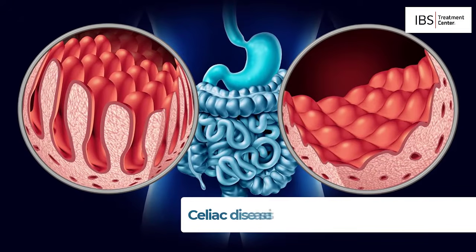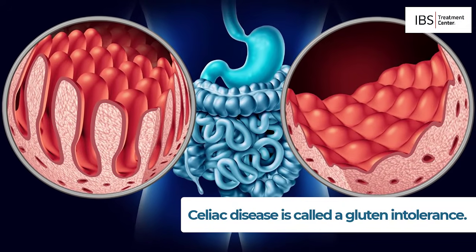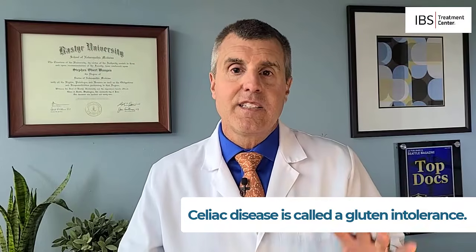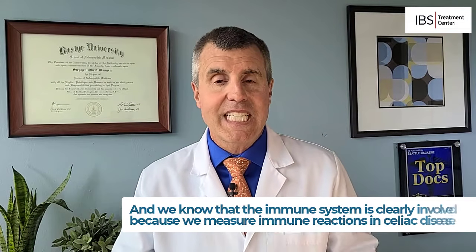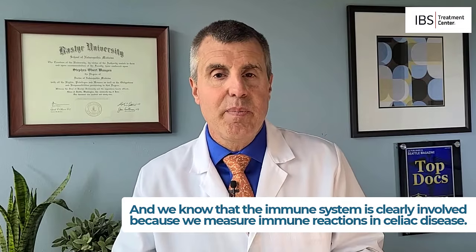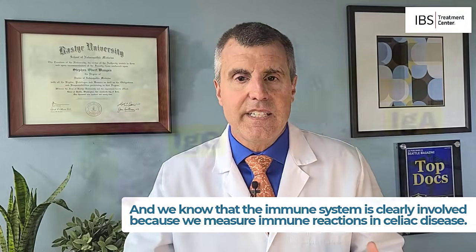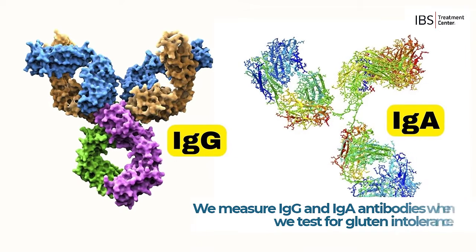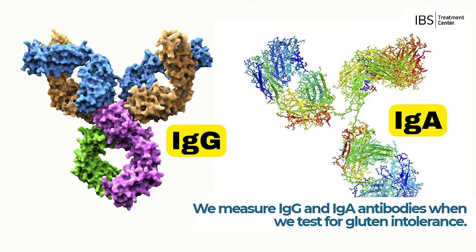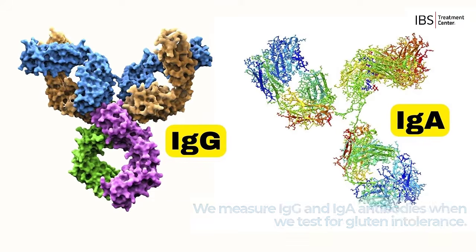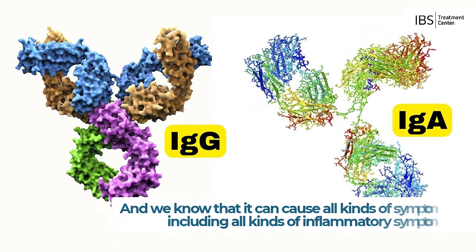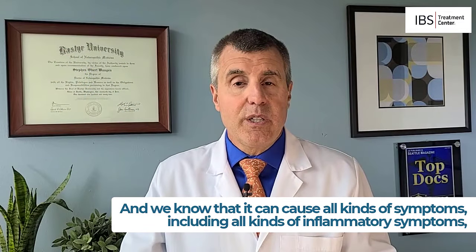Now, what about celiac disease? Celiac disease is what we call a gluten intolerance, right? If you know anything about it, it's been called a gluten intolerance. And we know that the immune system is clearly involved because we measure immune reactions. In celiac disease, we can measure IgG and IgA antibodies, and we can in gluten intolerance, right? And we know that it can cause all kinds of symptoms, including all kinds of inflammatory symptoms, because all that's been well established in celiac disease.